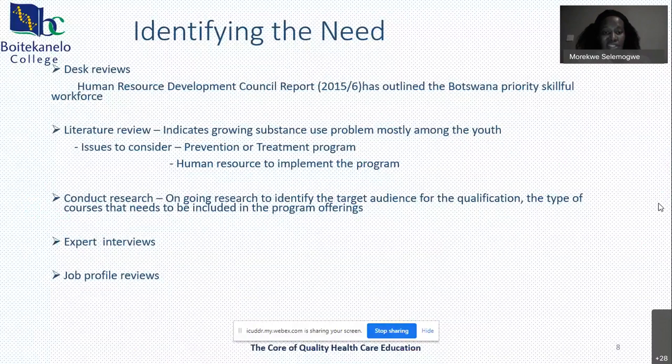So we justified the issue. We already knew that there's a growing problem. There are already people who have been diagnosed with SUD. So treatment still would support this issue, this problem.